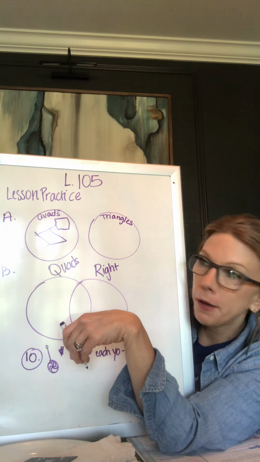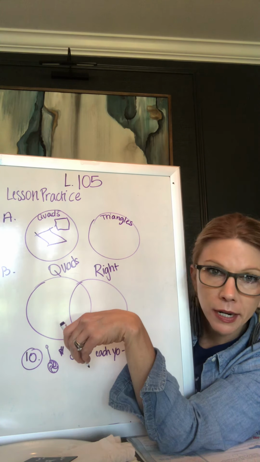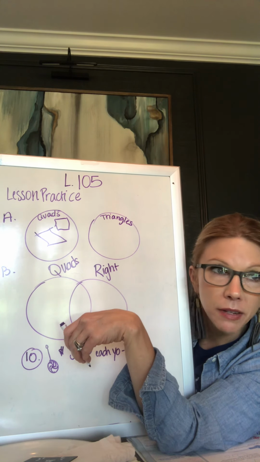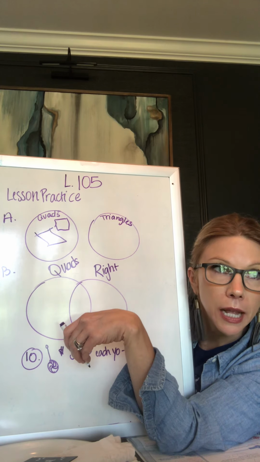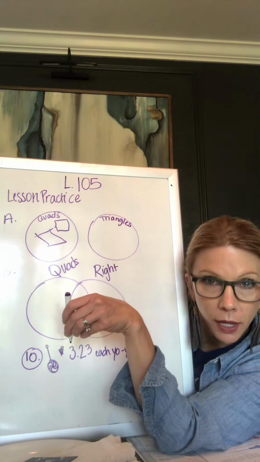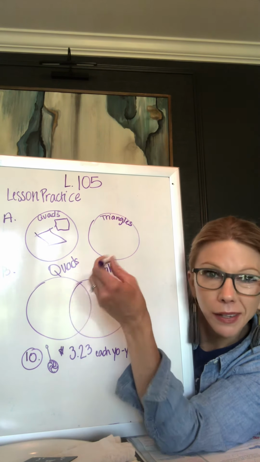So we know anything with 4 sides is going to go in this circle, according to Mr. Venn. It's a visual way to organize information, just like data, charts, bar graphs, things like that, where you can just look at something and kind of get the information quickly. It's the same idea.